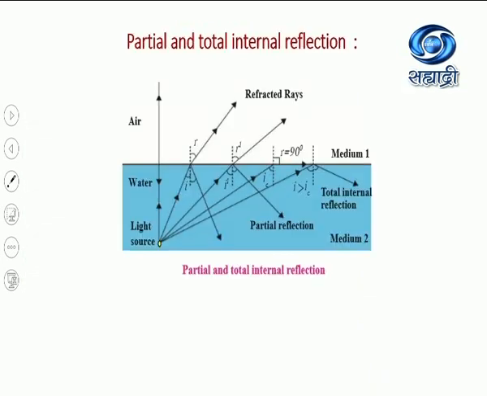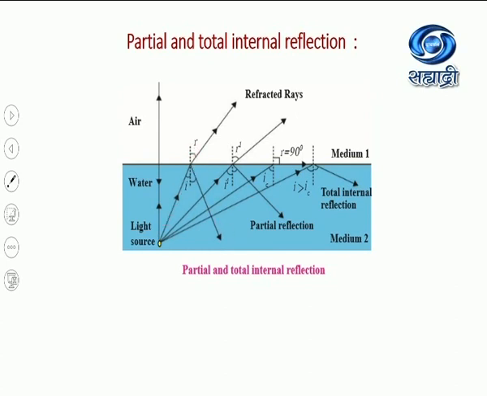Partial and total internal reflection. When light enters from the rarer medium to the denser medium, it gets partially refracted. That is, with refraction, some light also gets reflected and comes back into the denser medium as per the law of reflection. This is called partial reflection.